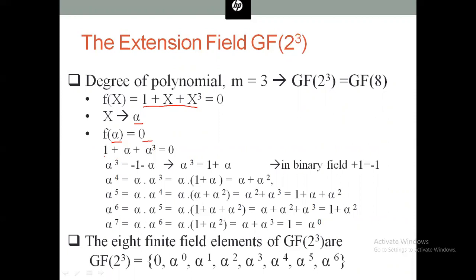So we can assume that 1 plus alpha^3 will be 0, and alpha^3 is equal to minus 1 minus alpha, because we are considering the binary field. So plus 1 is equal to minus 1, and we take alpha^3 equal to 1 plus alpha. So what will be the value of alpha^4? Alpha^4 is alpha into alpha^3, and we put the value of alpha^3 here, that is 1 plus alpha, and that is equal to alpha plus alpha square.